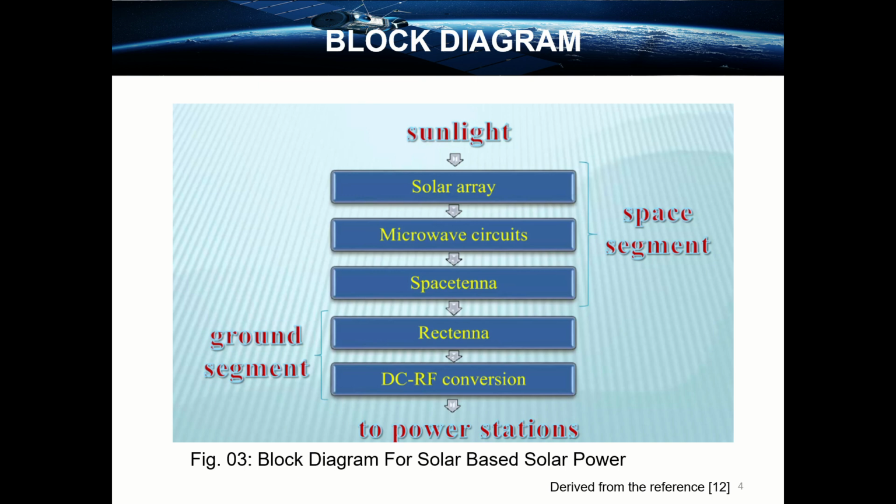Block diagram. Sunlight hits solar panels in space, which convert light into electricity. The electricity is converted from DC to AC using microwave circuits. The AC is transmitted to Earth using a microwave beam. Then an antenna on Earth receives the microwave beam and converts it back to DC electricity. The DC electricity is used to power homes and appliances.